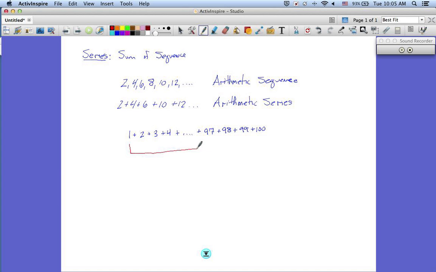Well, we all know that 1 plus 100 is 101. We all know that 2 plus 99 is also 101. 3 plus 98, 101. 4 plus 97, it's 101. 5 and 96, 6 and 95, 7 and 94, so on and so forth until you get to 50 and 51. Every pair of numbers, there are 50 pairs of numbers that all equal 101. Well, if I have 50 sets of 101, that means I have 5,050 total.